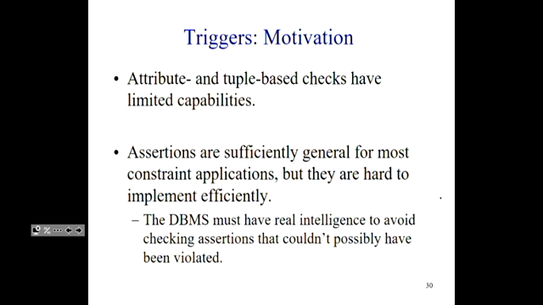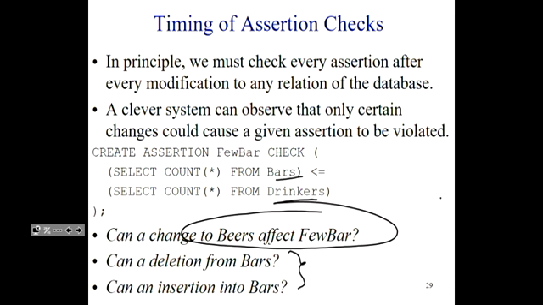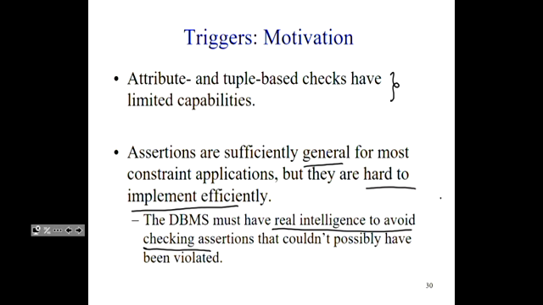So this brings us to the motivation for triggers. Attribute and tuple-based checks have limited capabilities. Assertions are fairly general, but they are hard to implement efficiently. The database system must have real intelligence to avoid checking assertions that couldn't possibly be violated, like in the previous case, right? Here, a deletion from Bars cannot violate the assertion, but the database system must have real intelligence to avoid checking assertions in that case.